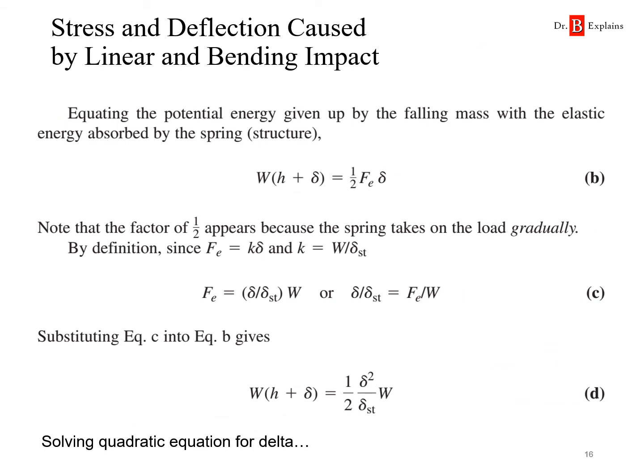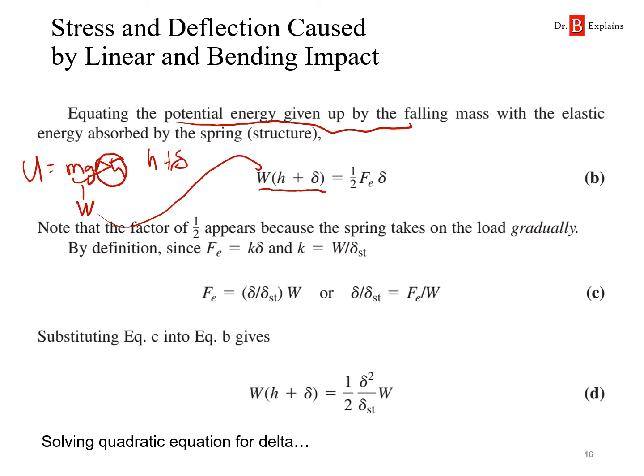So now, setting up the equation, again, what we have is the potential energy from the falling mass. Remember, potential energy is mass times gravity times the drop height. Mass times gravity is the same thing as the weight here, right? And the total drop height is h plus delta, or the distance between when the mass first hits the spring, plus how much the spring gives away, right? That's the potential energy. That has to be equal to the energy absorbed by the spring.